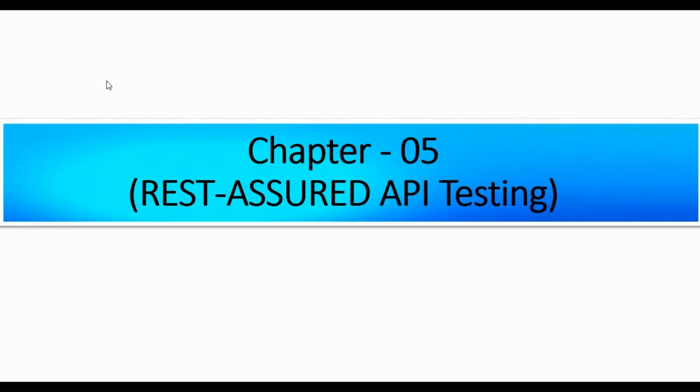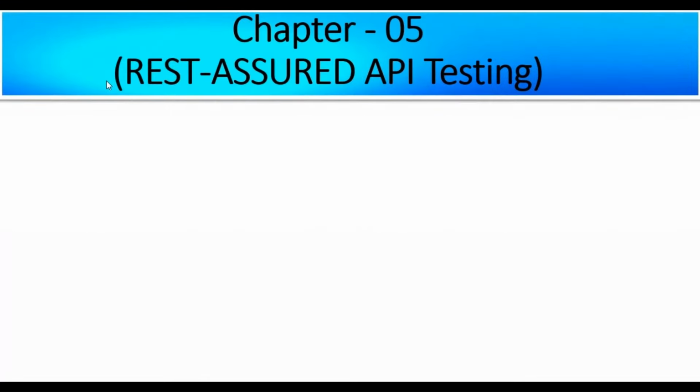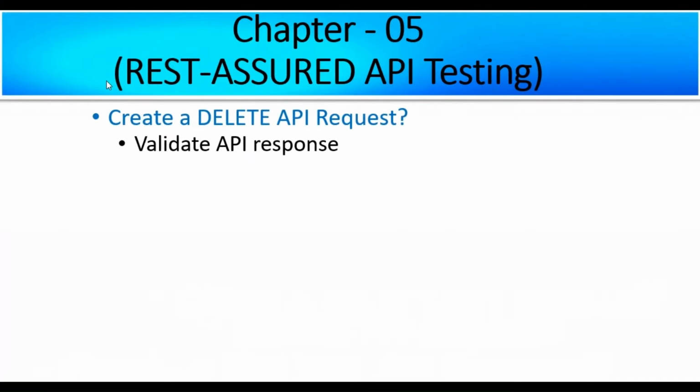In the previous tutorial, I discussed how to generate the JSON Web Token, that is JWT, using Rest Assured. Then I discussed how to create the PUT API request using Rest Assured, and then how to create the PATCH API request using Rest Assured. In this chapter 5 of the Rest Assured API testing tutorial series, I will discuss how to create a delete API request using Rest Assured.